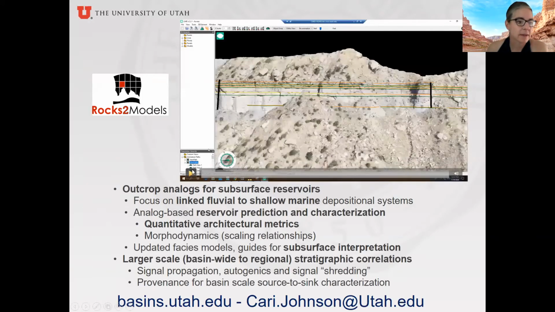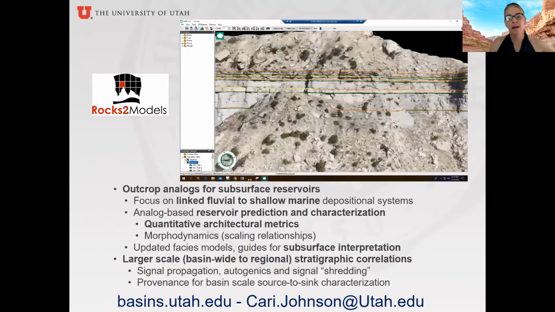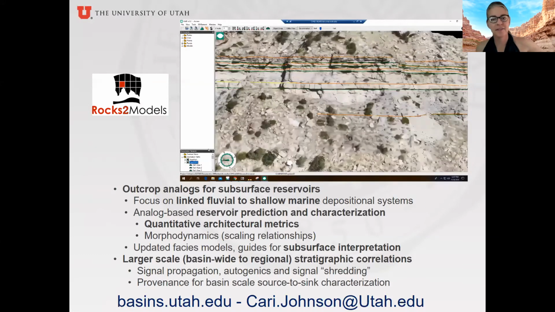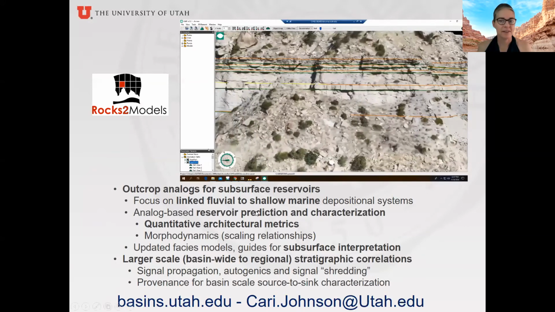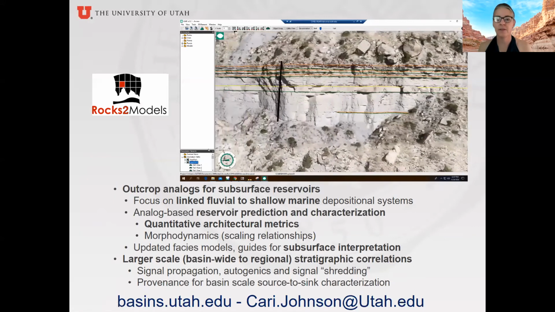See if I can get this to play. Right, so our work on turning rocks into models continues. This is the same objectives list that I showed you before, outlining the main goals of our work.